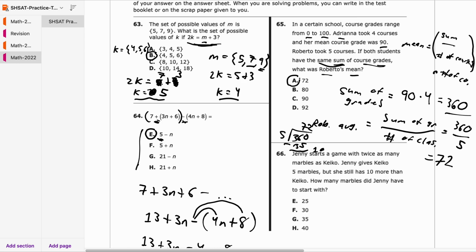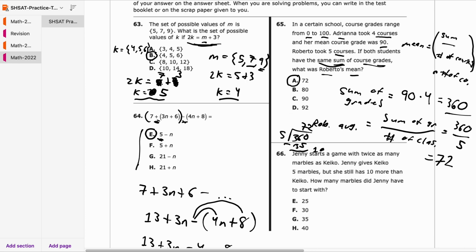which is A. Right, and this makes a lot of sense because if Roberto took 5 courses and his grades sum up to the same as Adriana's, who took 4 courses, then Roberto must have scored less in each of his classes, right? Because he's taking more classes, yet his scores sum up to the same thing. So it must be 72 in this case.